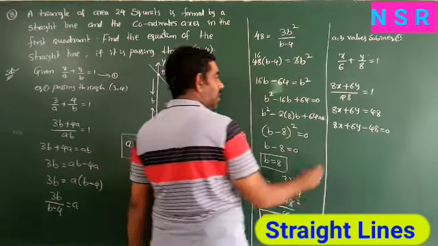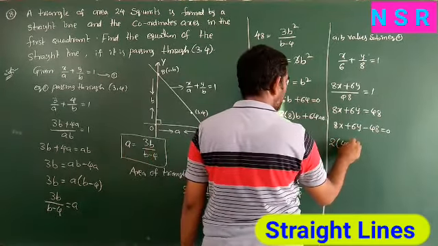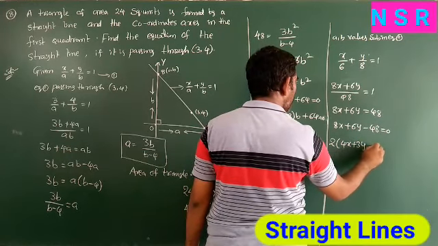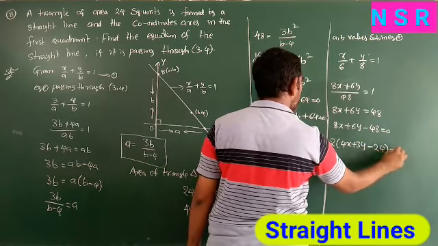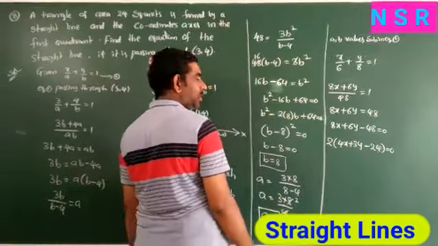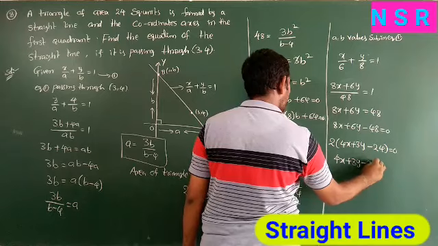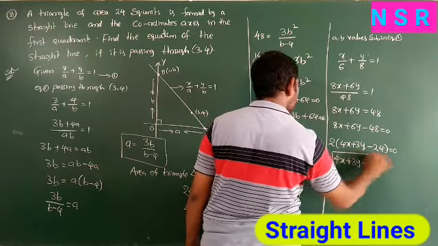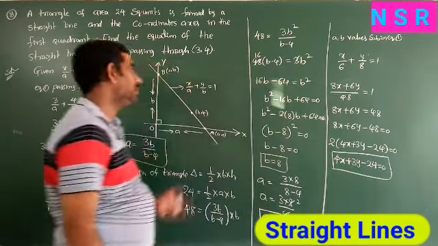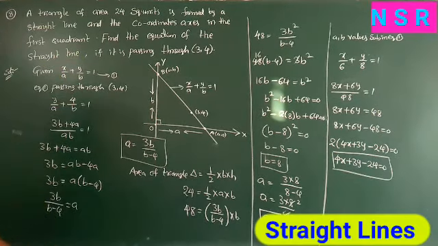So take 2 common here, we get 4x plus 3y minus 24 equal to 0. So 2 moves outside, 0 by 2 is 0. So we get 4x plus 3y minus 24 equal to 0. So this is the required straight line equation. The straight line and the x axis, y axis form a triangle, the triangle area is 24 square units. So we get the straight line equation is 4x plus 3y minus 24 equal to 0.